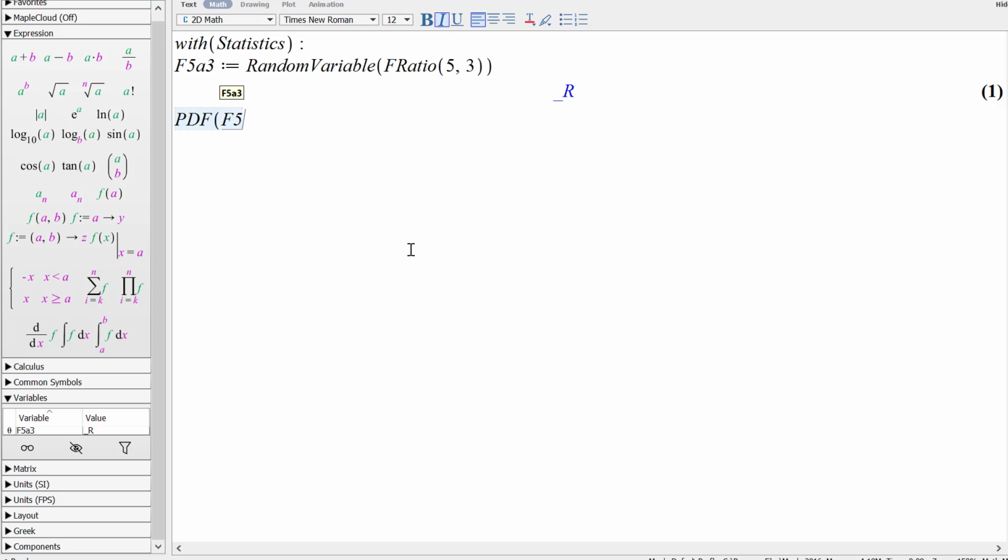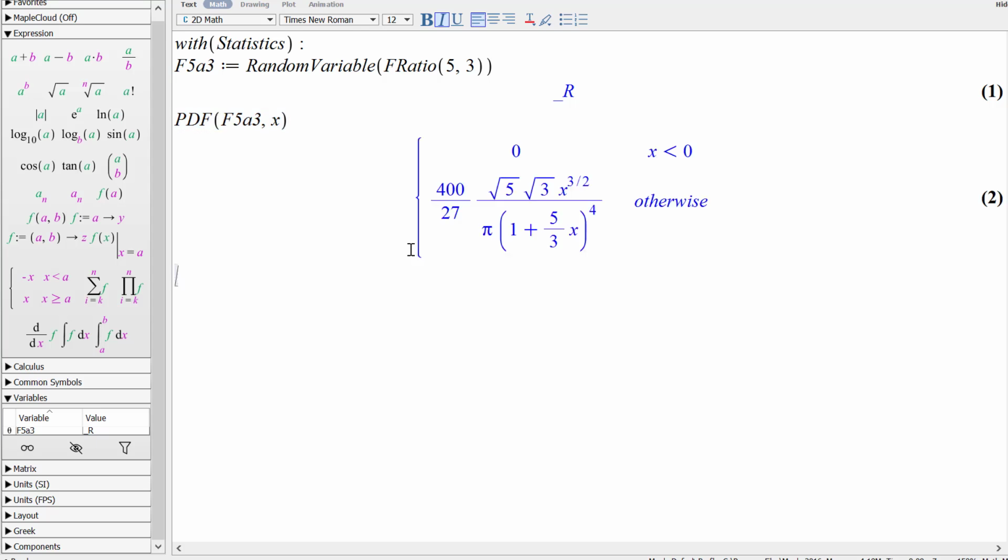So let's have a look at it. F5, 5 and 3, comma x. This is the functional form of the distribution. Mean is 3 actually. You can find variance if you like, but the final thing I just want to do is to plot the PDF, 3 comma x, and in this case remember it cannot take negative values.